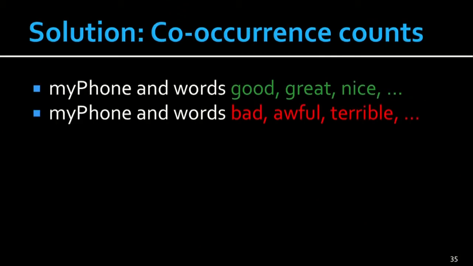So how did we do this? I didn't even show you the whole messages that these people had posted. So what we did was that we measured the co-occurrence counts of my phone and the positive words of the English language, like good, nice, great, and also my phone and the negative words of the English language, like bad, awful, terrible. So the whole analysis that we just did was based on these co-occurrence counts.